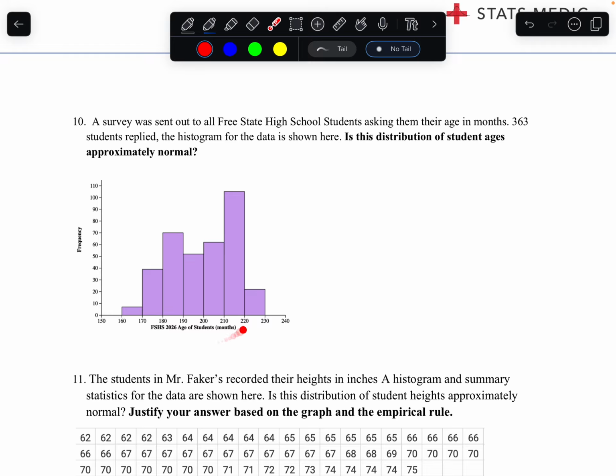And so here we have the distribution of ages that students replied. So when I sent out that survey that you guys took, 363 students replied from across the school. Tell me how old they were in months, and so here I collected that data in this distribution. So is this distribution of ages approximately normal? And so the three visual cues are, is it single peaked? Which this is. Is it roughly symmetrical?